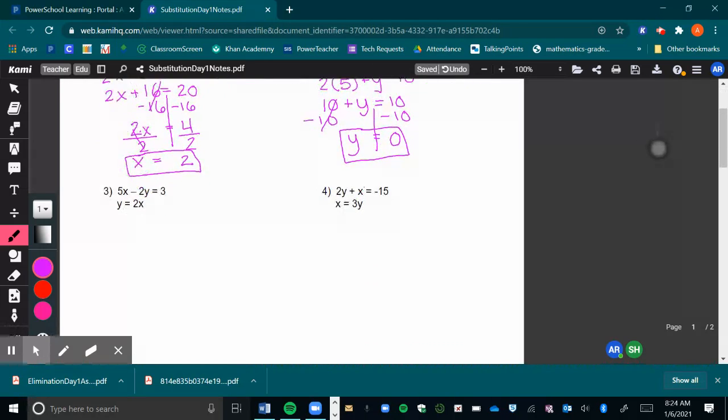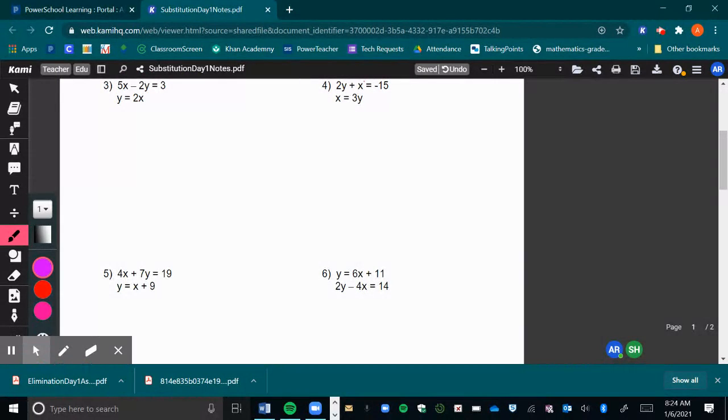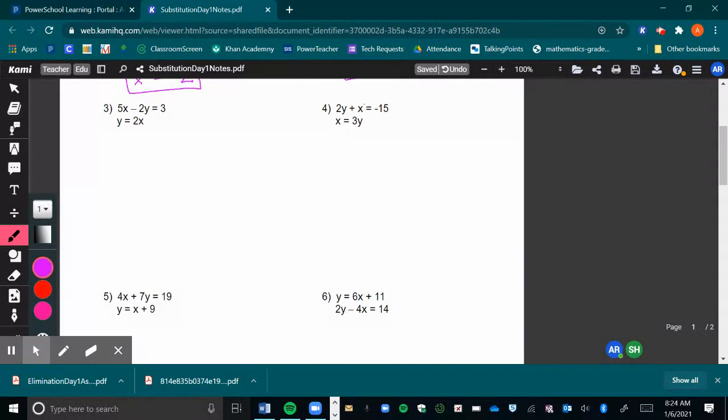All right. So now, when I'm looking at number 3, it's looking a little different here, right? First I have to make sure that one of my equations is solved for one of my variables. And I do have this, y equals 2x. Well, I'm going to do the same thing here. Instead of writing y in this first equation, I'm going to replace it with 2x. So I'll have 5x minus, instead of y, I know that y is the same as 2x, so I'm going to replace it with 2x, equals this 3 still.